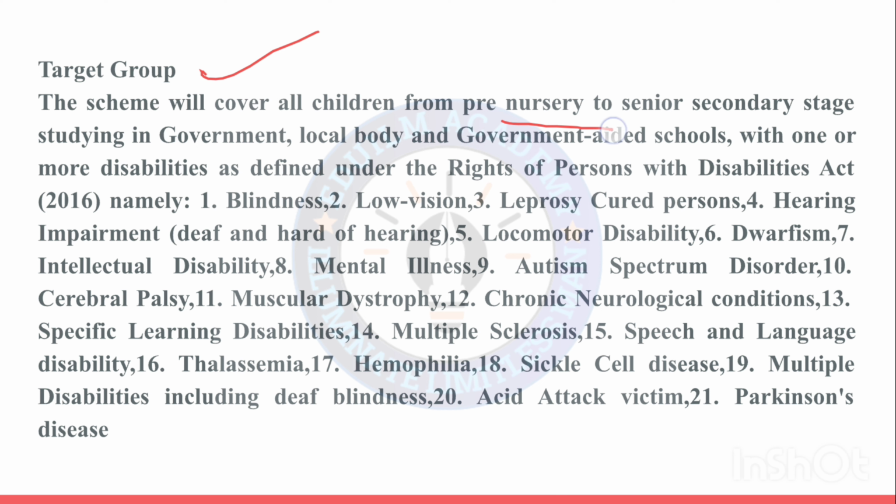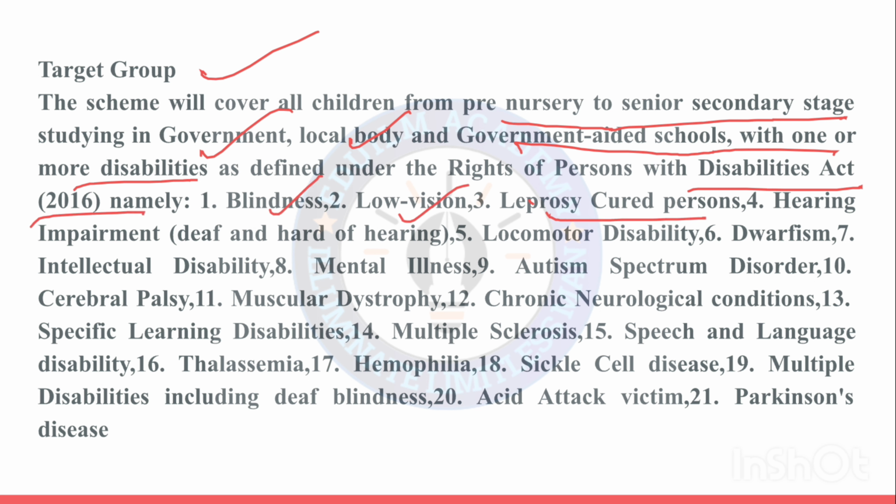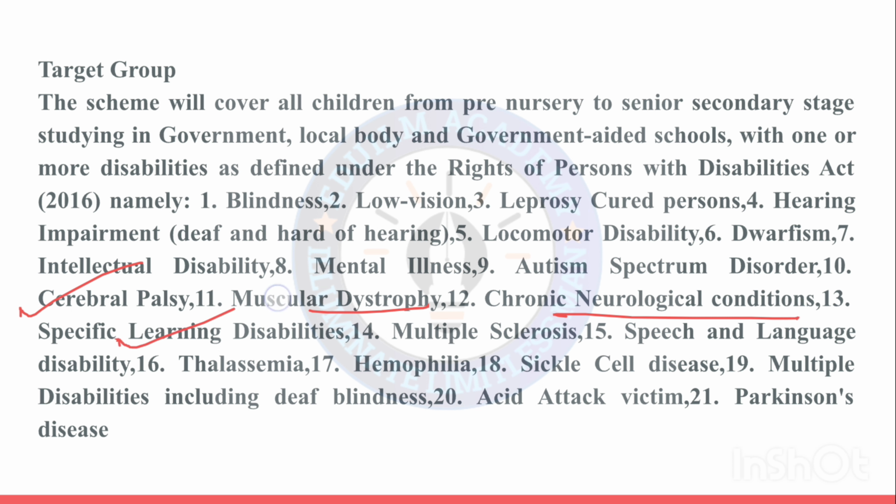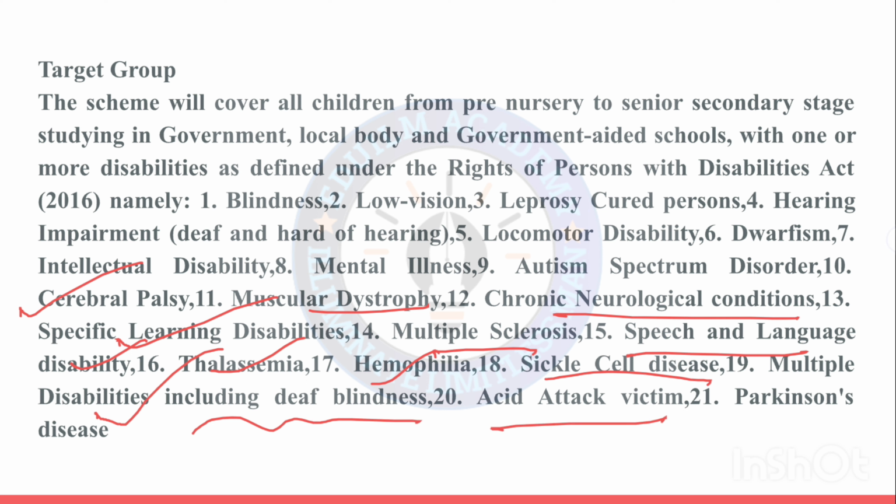Target group. The scheme will cover all children from pre-nursery to senior secondary stage studying in government, local body, and government-aided schools with one or more disabilities as defined under the Rights of Persons with Disabilities Act, namely blindness, low vision, leprosy cured person, hearing impairment, locomotor disability, dwarfism, intellectual disability, mental illness, autism spectrum disorder, cerebral palsy, muscular dystrophy, chronic neurological conditions, specific learning disabilities, multiple sclerosis, speech and language disability, thalassemia, hemophilia, sickle cell disease, multiple disabilities including deaf blindness, acid attack victims, and Parkinson's disease.